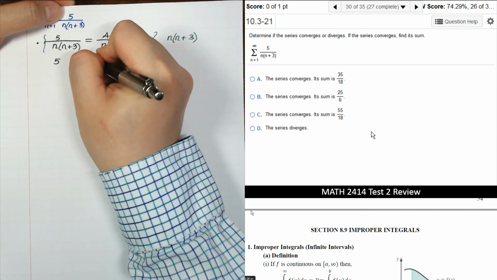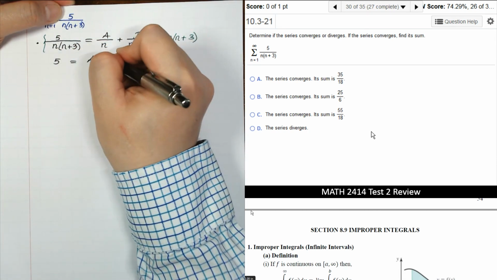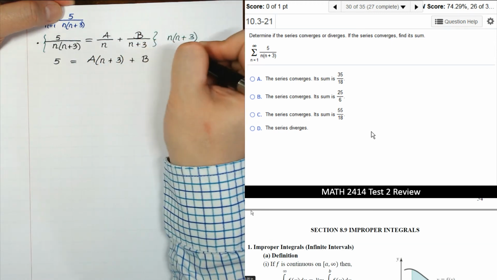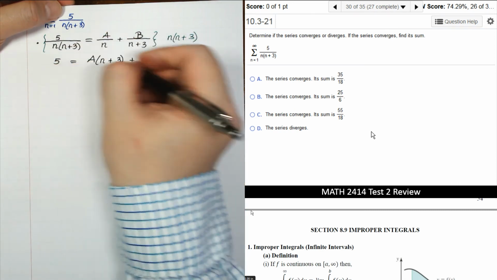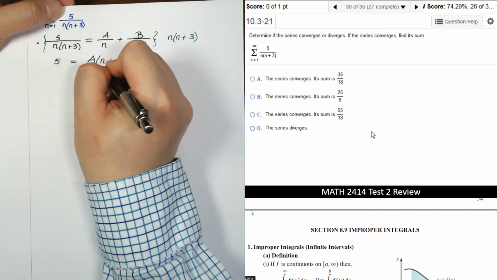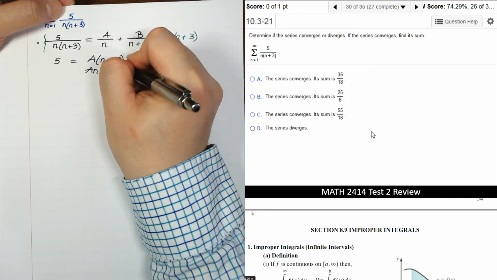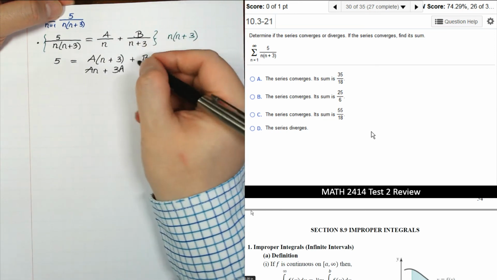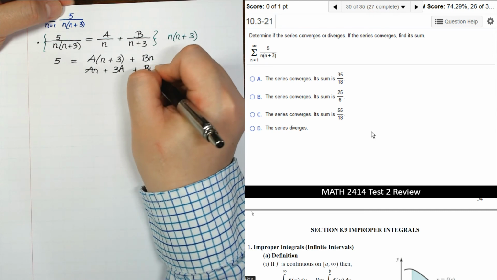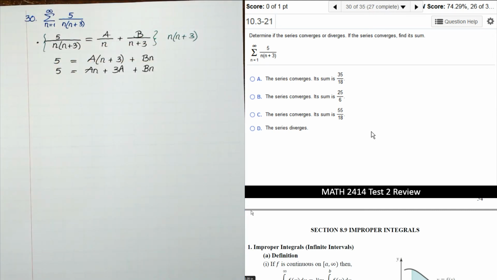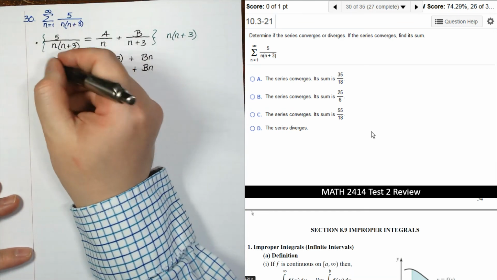And an n cancels out. And then plus 3 cancels out. Multiply them all out. A times n, a times 3, and then b n. Right, combine like terms.